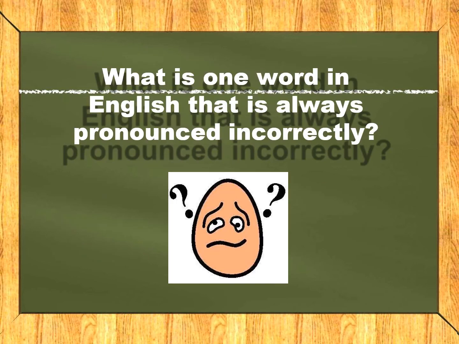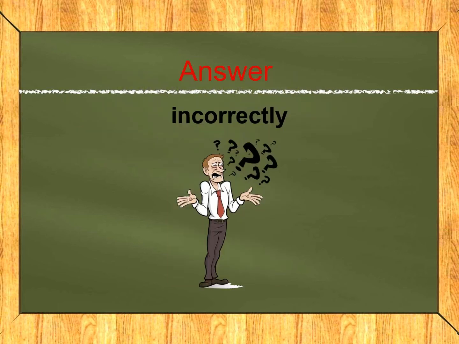Here is another teaser for you. What is one word in English that is always pronounced incorrectly? Can you guess? There is a word that everybody pronounces incorrectly. I have checked many times in all the schools where I have worked, and I know in your school also, everybody pronounces that word incorrectly. Do you know which word it is? You don't know. May I say the answer? Here is the word they pronounce incorrectly. This word they always pronounce incorrectly.